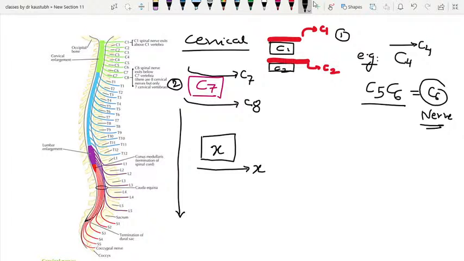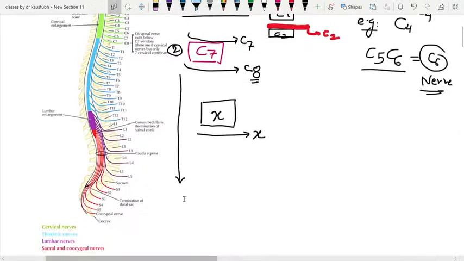Then the concept at C7: since there are 7 cervical vertebrae but 8 spinal nerves in the cervical region, at C7 the C7 nerve exits above and C8 exits below, and henceforth up to the sacral and coccygeal vertebrae, all the nerves will be leaving below that specific level of vertebra. Clear? This is the first concept I want you to be clear on.